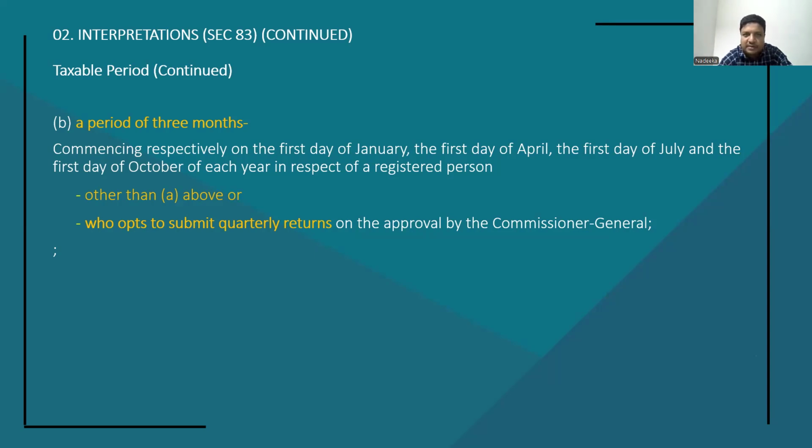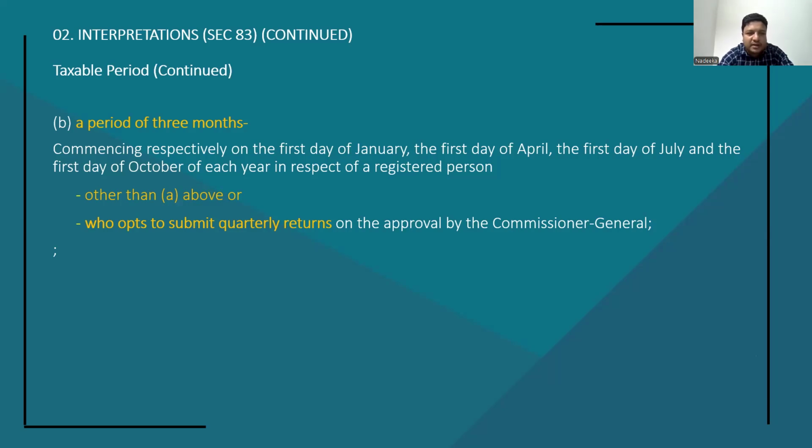Right. All the other persons fall within the 3 months taxable period. And if you fall within 1 month and you want to come under the 3 months period, that is still possible, but subject to the approval of the Commissioner General.